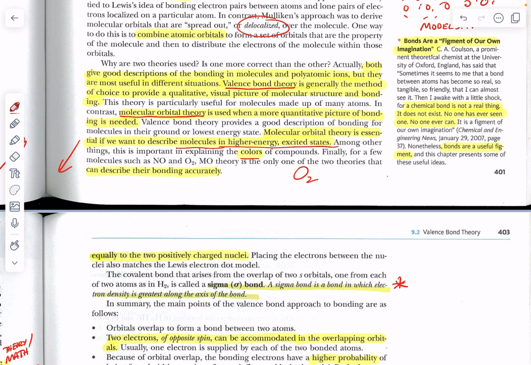Now over here we have a quote by a C.A. Coulson. I don't know much about him, but he says this: a chemical bond is not a real thing. It does not exist. No one has ever seen one. No one ever can. It is a figment of our own imagination.